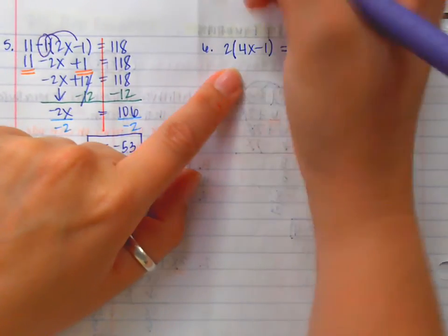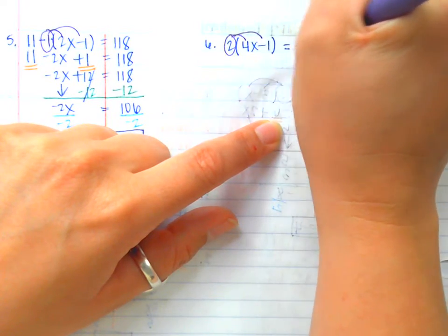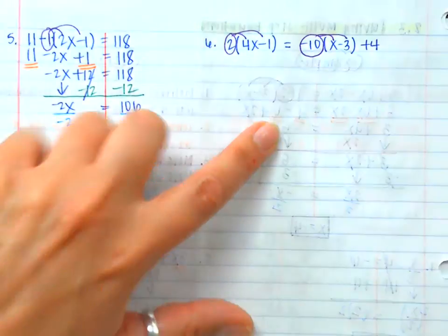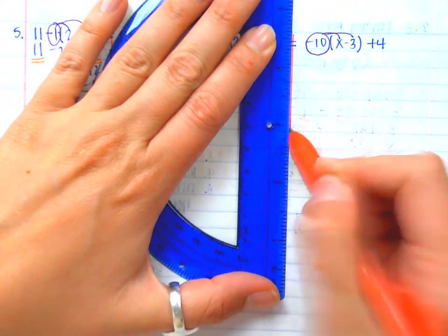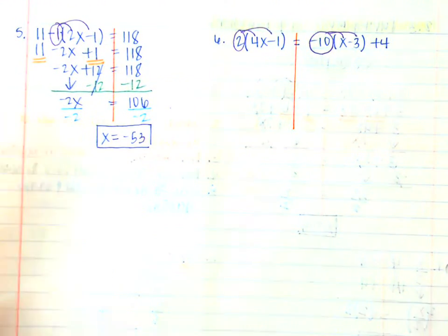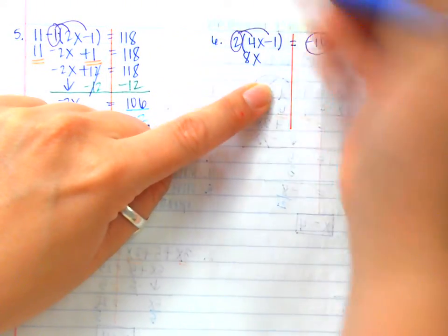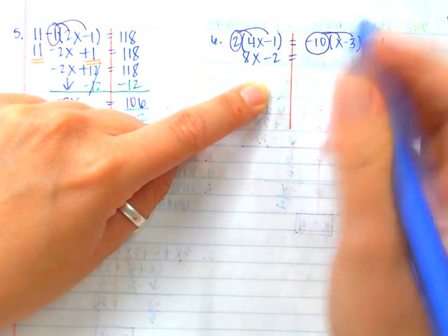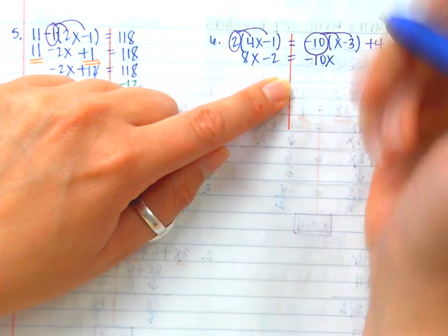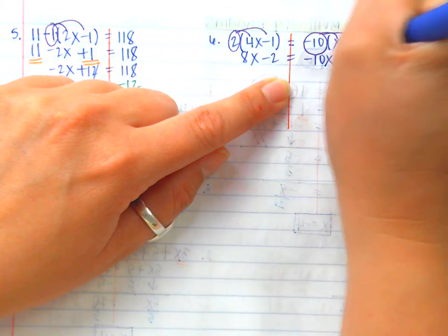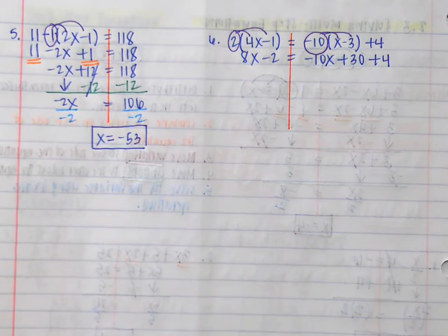I'm going to distribute my 2 on the left side, and I'm also going to distribute my negative 10 on the right side. I'm going to put my line down the middle, and then distribute. So 2 times 4x is 8x. 2 times negative 1 is negative 2. Negative 10 times x is negative 10x, and negative 10 times negative 3 is positive 30. And then that plus 4 comes down.